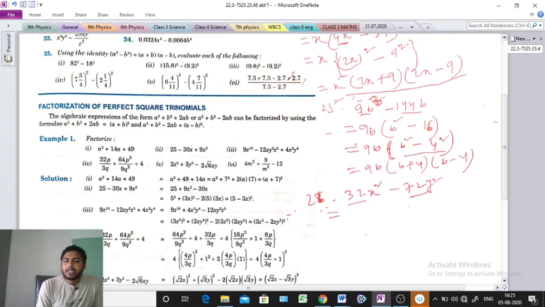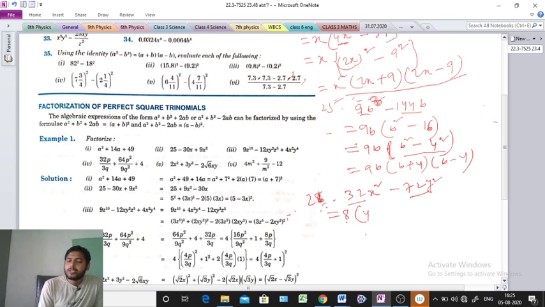And any other number, divisible by 8 also possible, no? Yes, 8 also: 8 times 4 is 32 and 8 times 9 is 72. That one we can take. So we will take 8 common, because 32 is divisible by 8 and 72 is also divisible by 8. And x square and y square have no common, so that's why x will not be taken common.